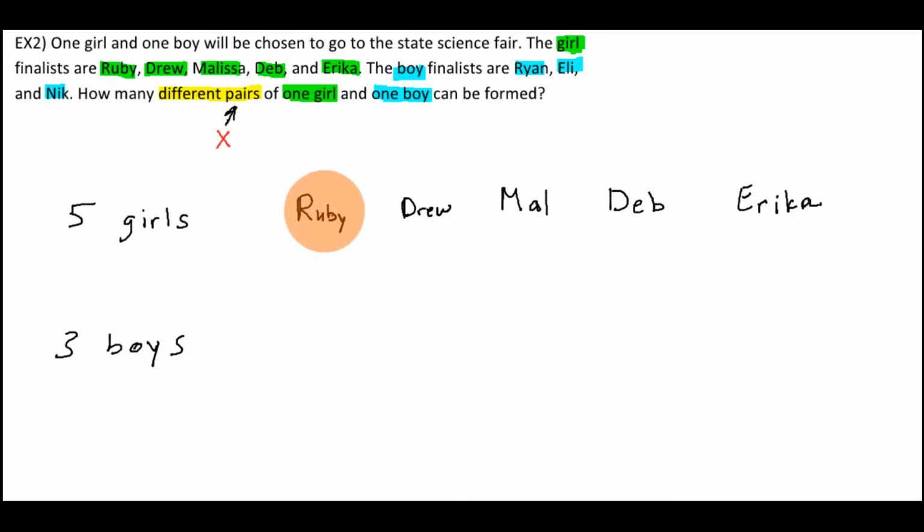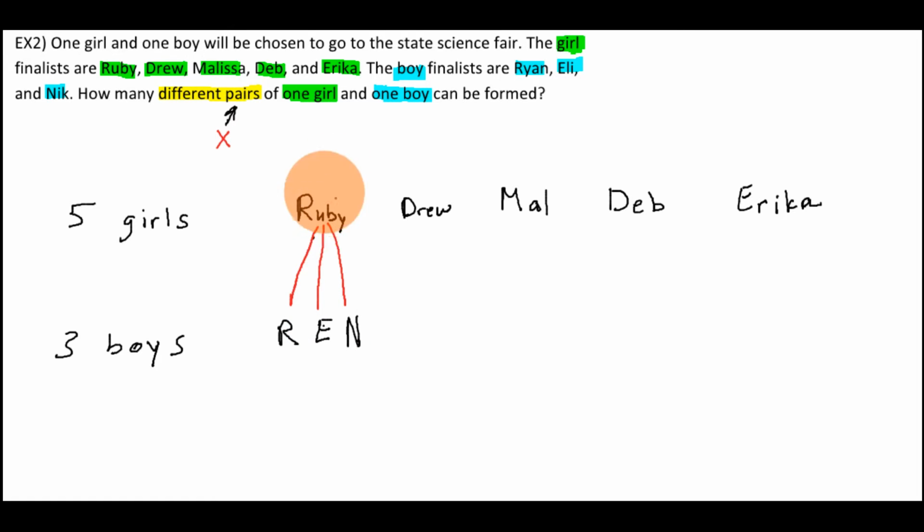And one of the boys that Ruby could be paired with is, I'm just going to put capital R for Ryan. The other boy is Eli, so I could put capital E for Eli, or the last one is Nick, so a capital N. So let's go ahead and just combine or pair up these individuals. So Ruby with Ryan, Ruby with Eli, or Ruby with Nick, any of the 3.